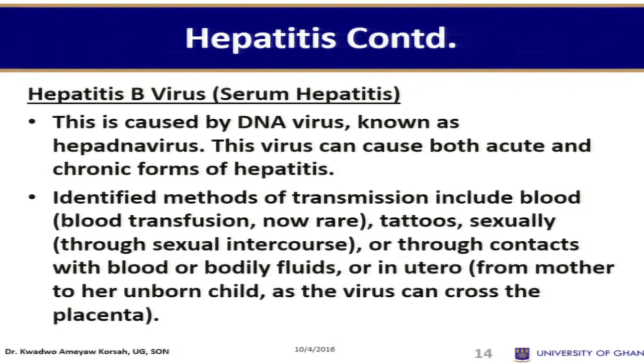Hepatitis B is caused by a DNA virus known as the hepadnavirus, and the virus can cause both acute and chronic forms. The identified methods of transmission include blood transfusion, now rare because the blood used for transfusion is screened, and tattoos. We can also get the condition sexually, through sexual intercourse, through contact with blood or bodily fluids, or in utero.